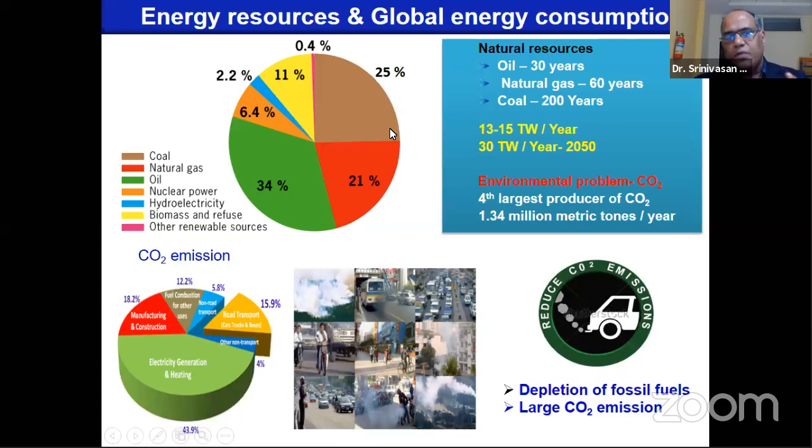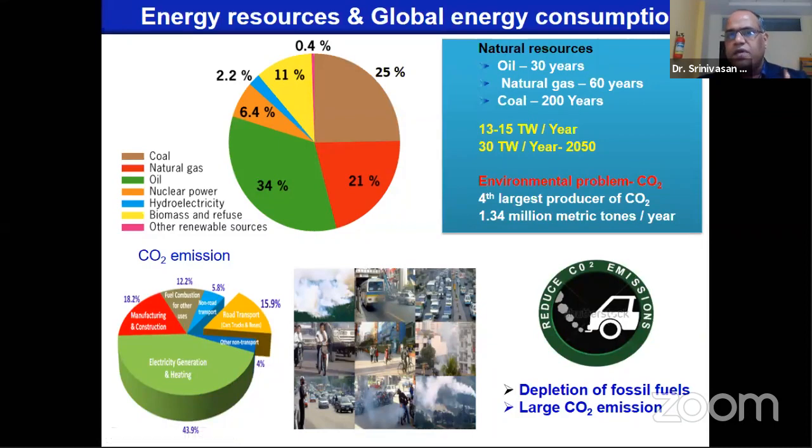And then, the more important thing: even though now we are generating energy from these fossil fuels, these fossil fuels are available only for limited periods of time. For example, oil will be available for only 30 years, and then natural gas and coal are also available only for a limited period of time. But the energy requirement right now is 13 to 15 terawatt per year. If we estimate the energy requirement for 2050, it is about 30 terawatt.